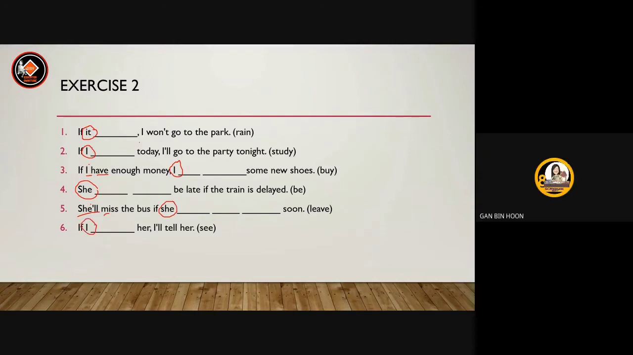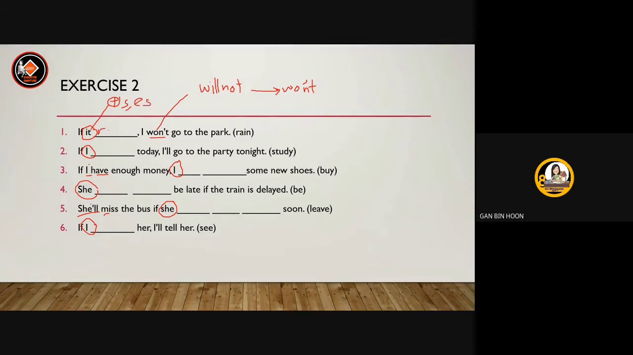Okay. So if it, I won't. I won't. Teacher, what is won't? Won't adalah singkatan kepada will not. Will not. Okay, good. Will not, the contraction will become won't. Okay. So if it, I won't go to the park. So it adalah present kena tambah S or ES, right? So it become if it.